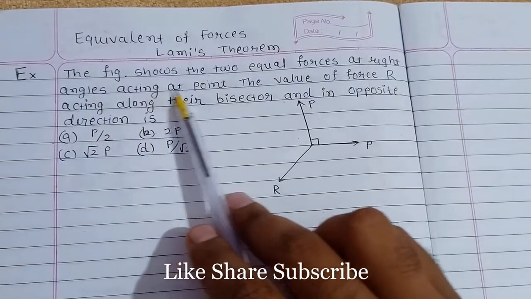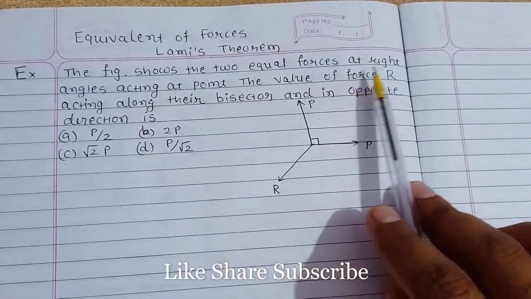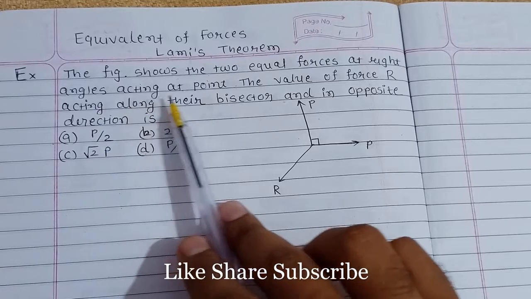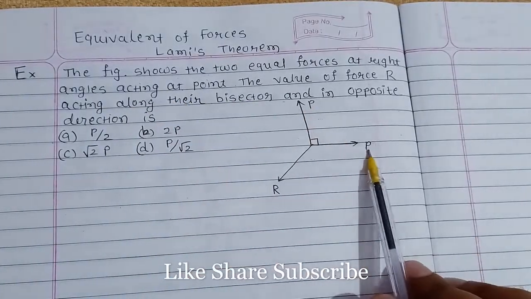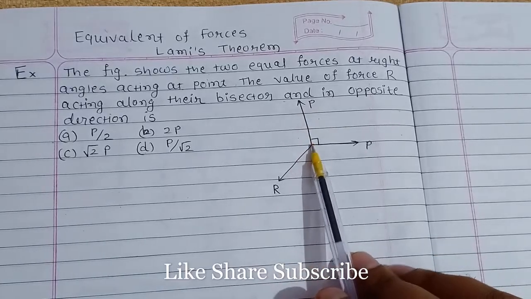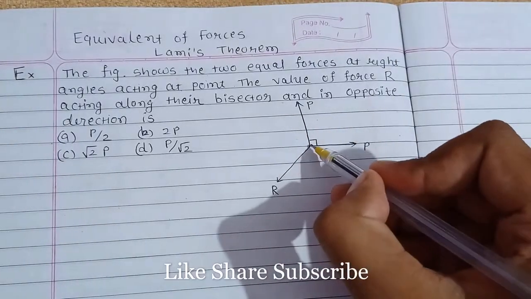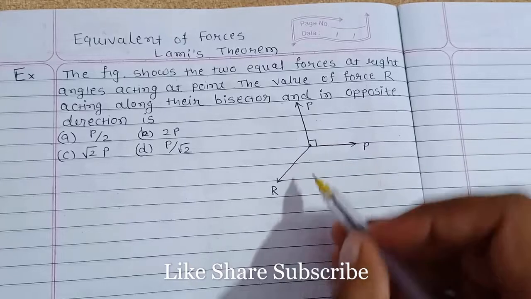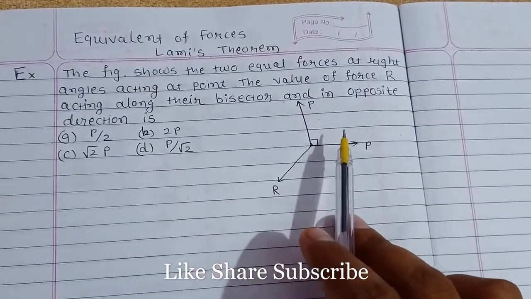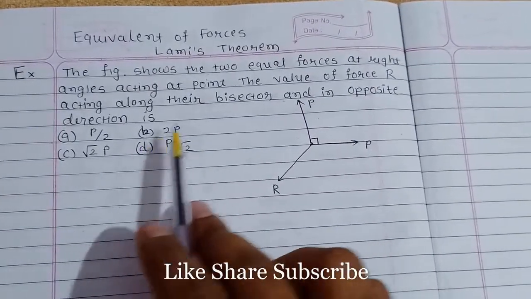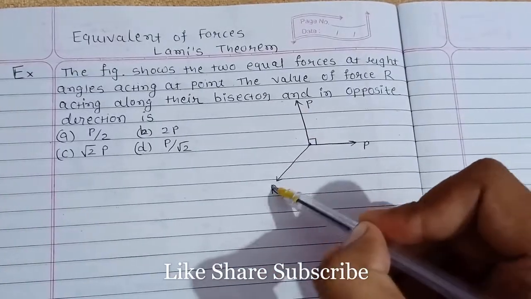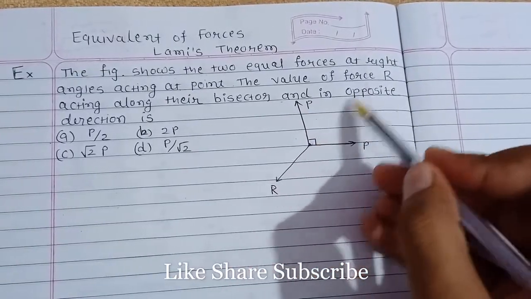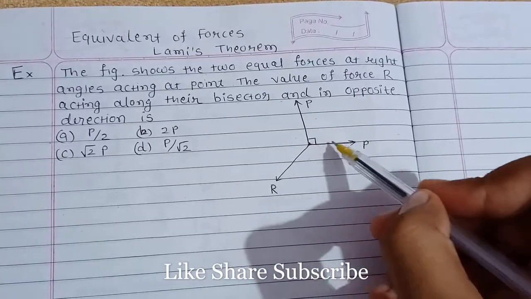The figure shows two equal forces at right angles acting at a point. So let's say two forces P and P which are at a right angle, acting at a point. Find the value of the force R acting along their bisector, the bisector of these two forces P.